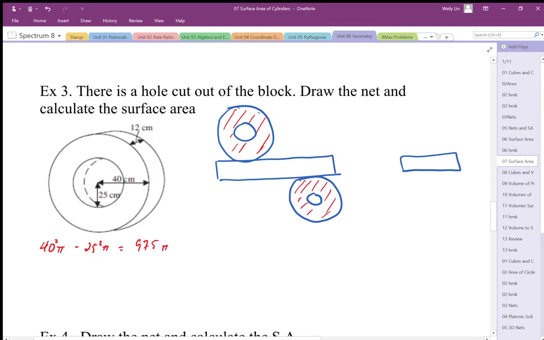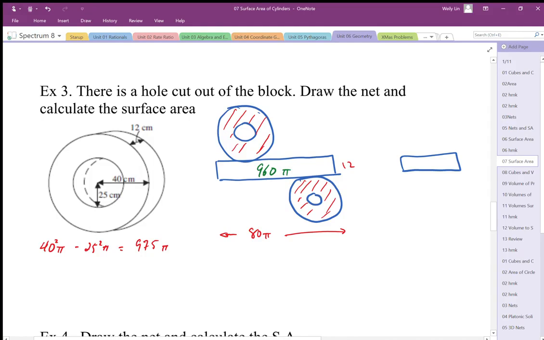That band on the outside is going to be the circumference of the outer circle, so the width of that is going to be 80 pi, so I double the radius and multiply it by pi. The height of that is 12, so 80 times 12 gives us 960. So this area in here, I'm going to do it in a different color, in green. This area in here is 960 pi.